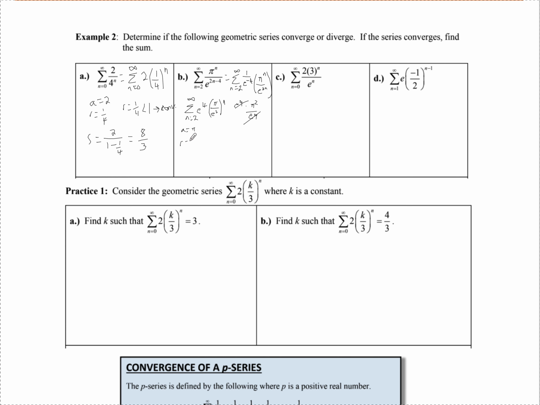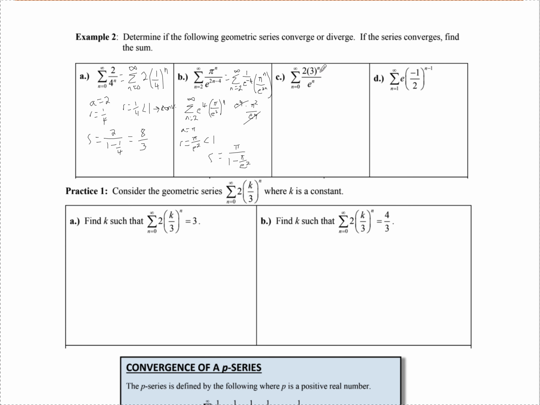What's our r value? Our r value is pi over e squared. This is less than 1, so it converges. And then I can say my sum is going to be equal to pi squared over 1 minus pi over e squared. Whatever that's going to come out to be, right?